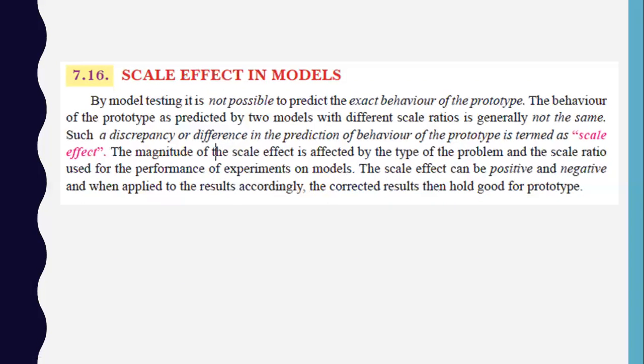Scale effects in models. By model testing, it is not possible to predict the exact behavior of the prototype. The behavior of the prototype as predicted by two models with different scale ratios is generally not the same. Such a discrepancy or difference in the prediction of behavior of the prototype is termed scale effect. The magnitude of the scale effect is affected by the type of the problem and the scale ratio used for the performance of experiments on models. The scale effect can be positive or negative, and when applied to the results accordingly, the correct results then hold good for the prototype.